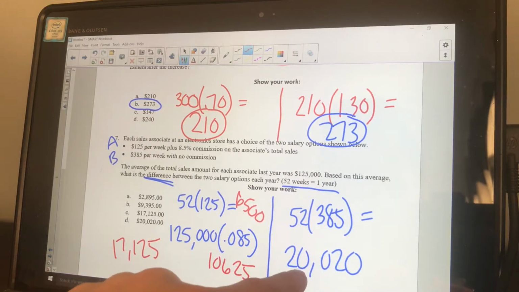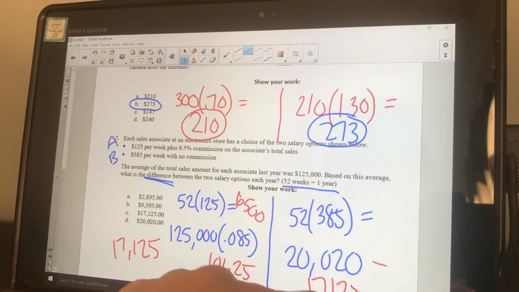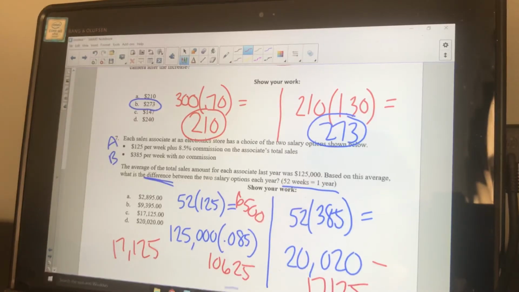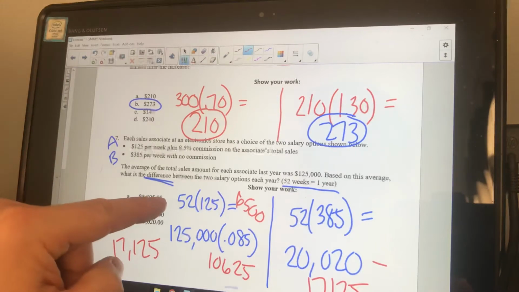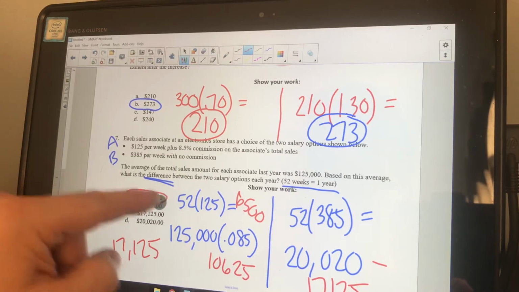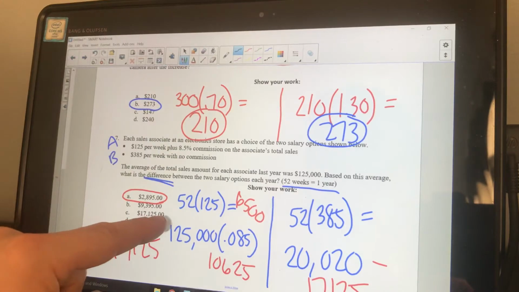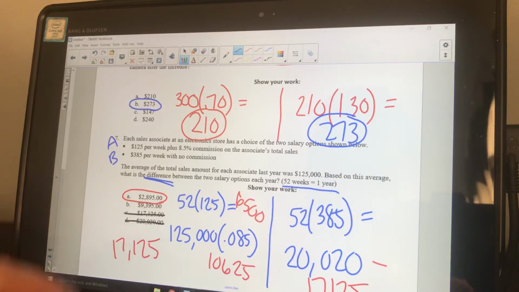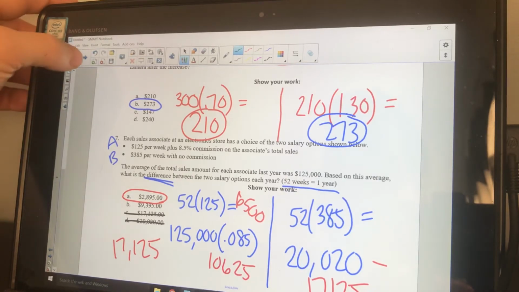But by how much, right? So I'm going to do that minus the 17,125, okay? 20,020 minus 17,125 is about $2,895 difference, or A. Notice, as soon as we got this one and this one, those are the two answers. We're looking for the difference between them, so it can't be C or D because those are the differences. All right? Okay, 7 down, only 5 to go. Let's take a look.